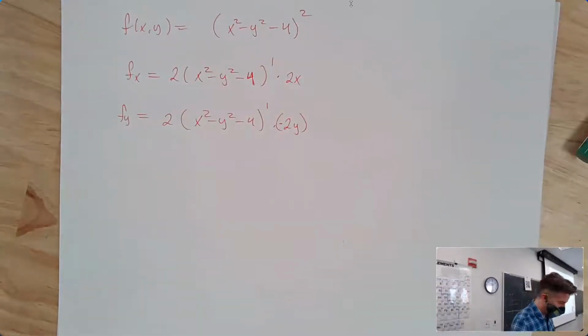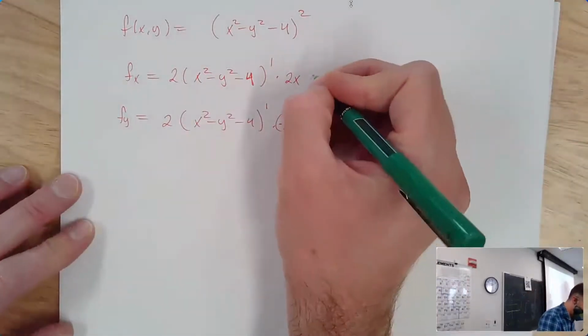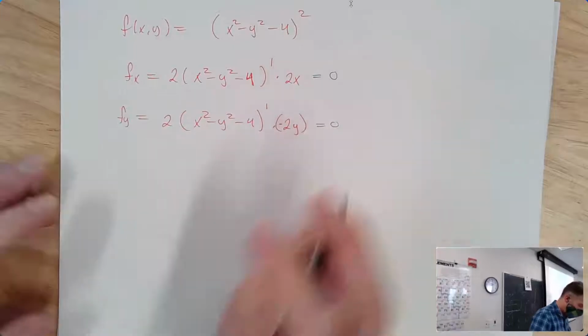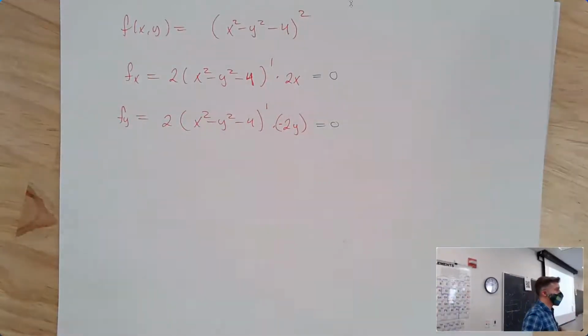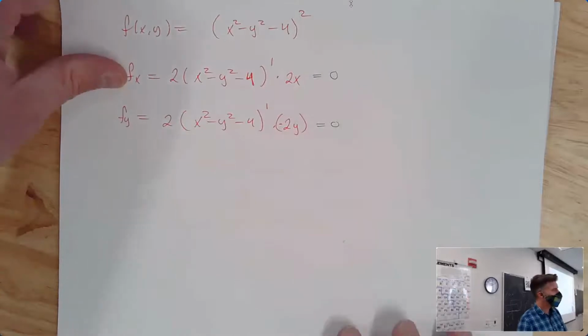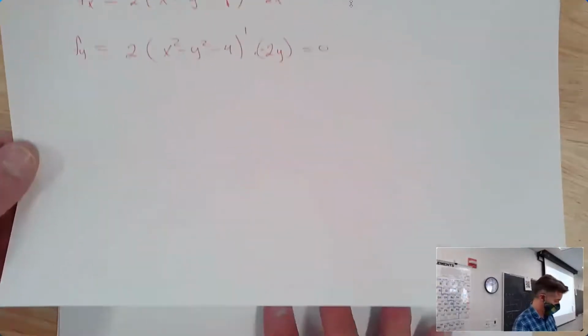And we want to see where each of these is 0. Actually, I should be more specific. We want to see where both of these are 0 at the same time. That's what I really want. We can identify a couple points, but here's the idea. We're going to come back to this in just a second. Let me give you an easier example of what I mean.